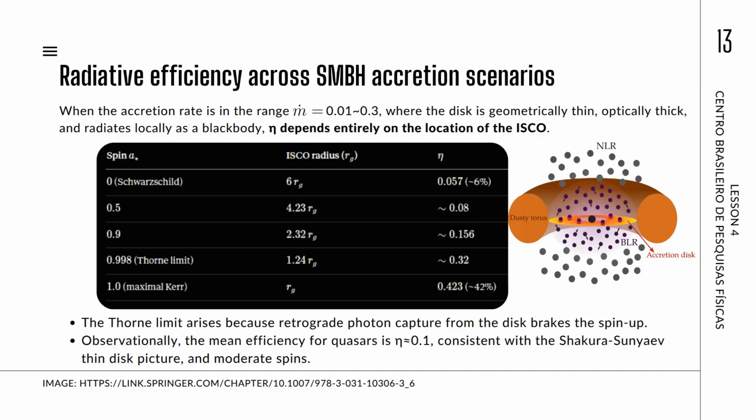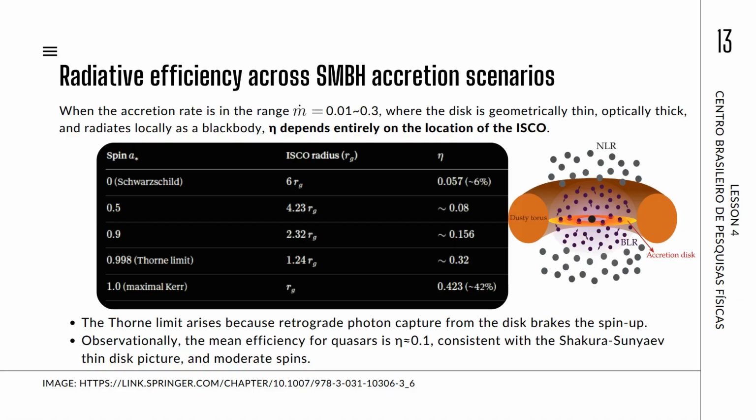When the accretion rate is in this range, 1% to 30% of the Eddington accretion rate, we have the Shakura-Sunyaev disk, which is geometrically thin and optically thick. Eta depends entirely on the location of the ISCO, the innermost stable circular orbit. See how important the ISCO is. It will drive, observationally, where the continuum of the spectrum is.